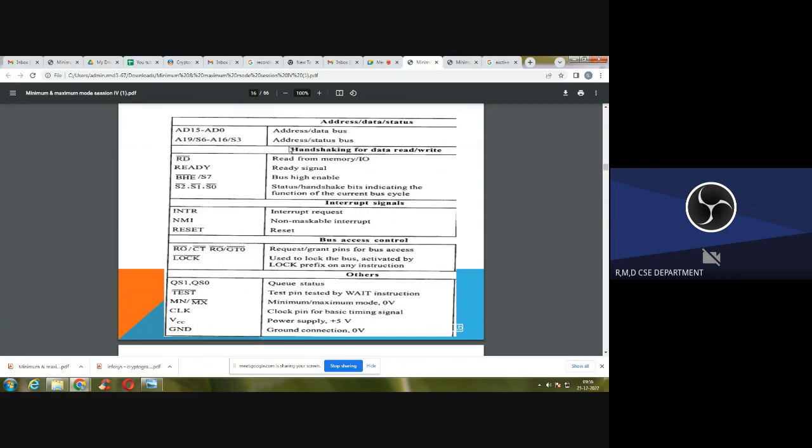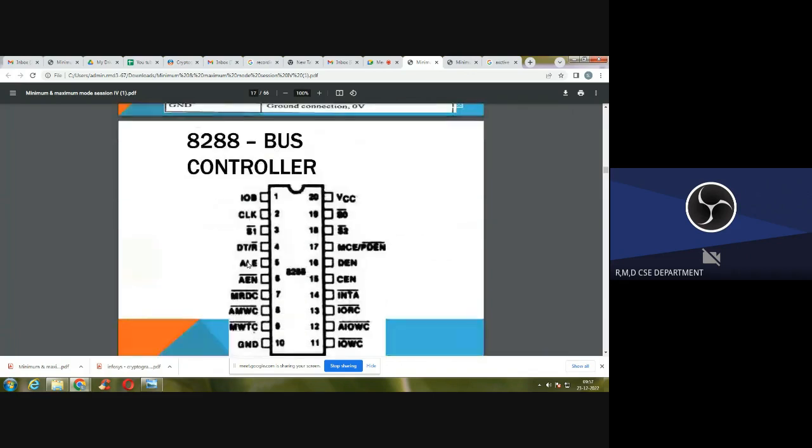and then bus access control. Here we have RQ/GT1, RQ/GT0, and then LOCK, the lock operation, and the queue status QS1 and QS0. TEST is the pin tested by the WAIT instruction. MN/MX selects the minimum or maximum mode operation, then the clock pin for basic timing signals, VCC for the power supply, and then ground, which is connected to the ground.